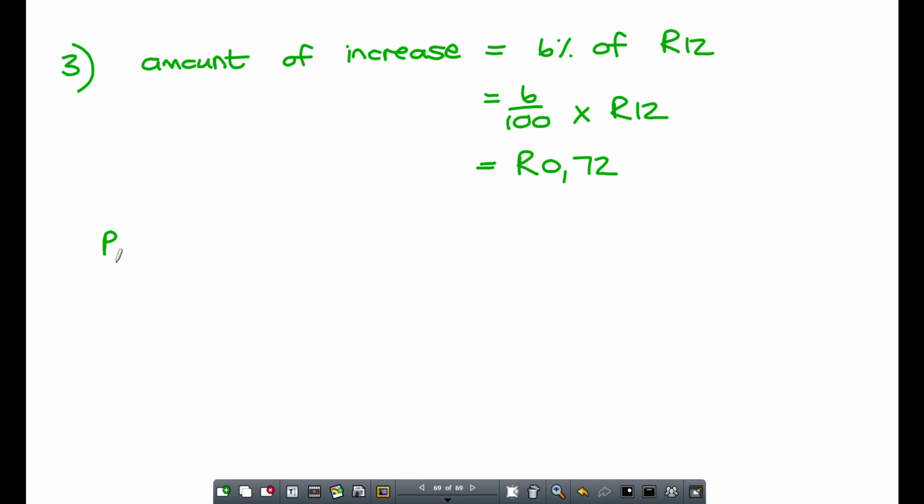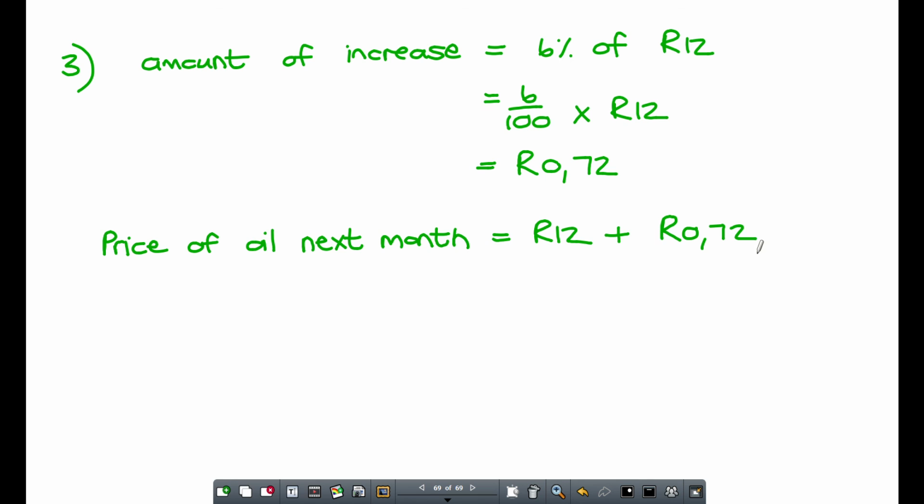Okay, now, if I want to work out the price of oil next month. I'm going to say it was 12 Rand and it is now going to increase. So I add, with how much is it going to increase? With 72 cents. So which means that the new price would be 12 Rand 72. Any questions? You guys good?